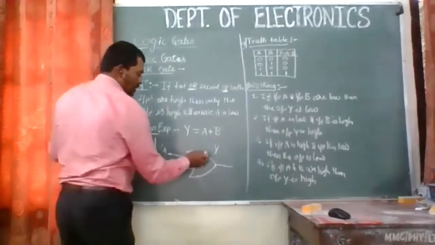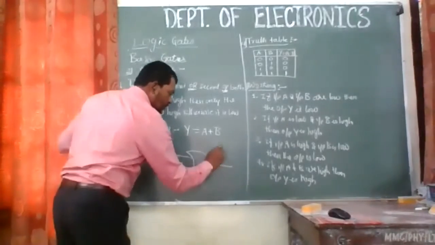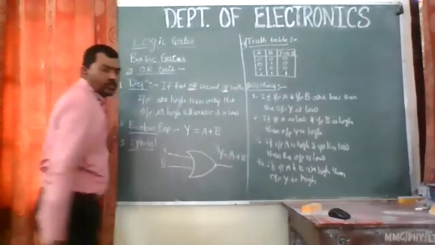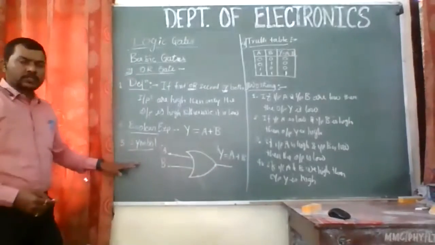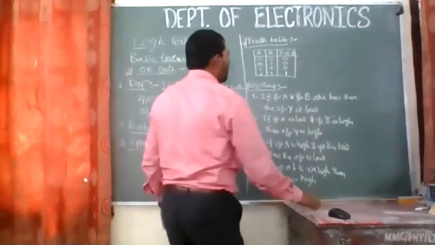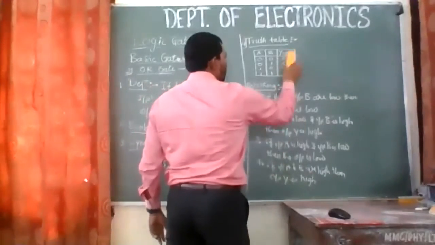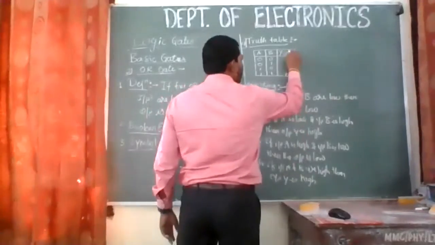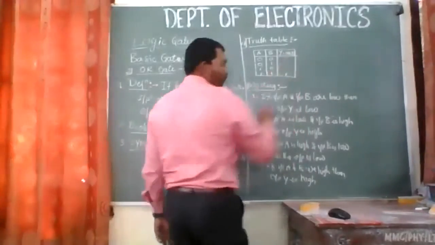So A and B are the inputs, and this is Y, which is the output, and the equation is Y equal to A plus B. So this is the symbol. This is the Boolean expression. Let's go for the truth table. The combinations in which we are expecting to give the inputs are the same, so A and B will remain the same. Y is going to change.